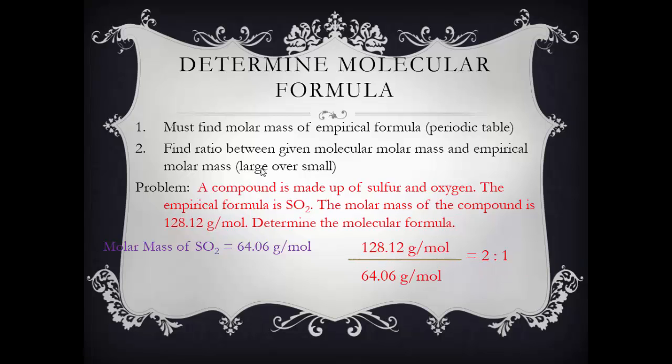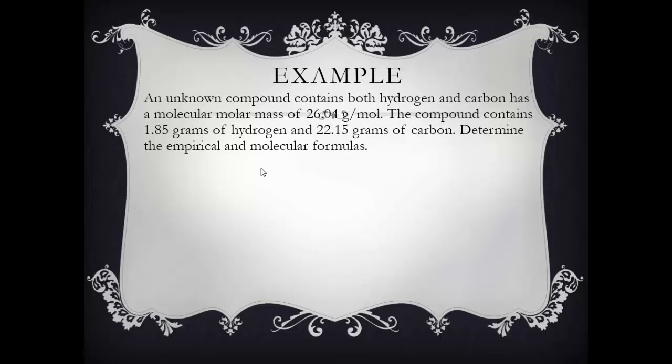So it's a 2 to 1 ratio, so that means the molecular is double of that in the empirical. So that means the molecular formula would be S2O4. So you can see that it gets reduced to SO2. You can double check your work. You can find the molar mass of the molecular formula. It should come out to be 128.12 grams per mole.